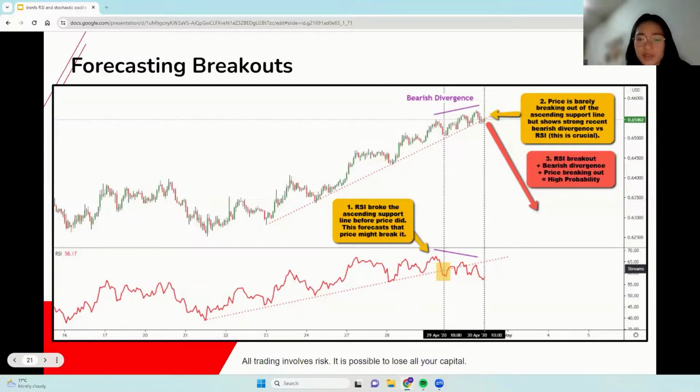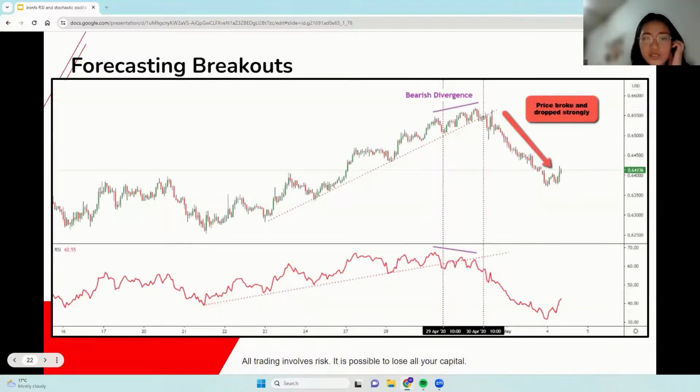So it shows strong recent bearish divergence versus the RSI. So that's the main point. But lastly, you can see that we have a combination of the RSI breaking out of the ascending trend line. Secondly, we have a bearish divergence. And lastly, we have price itself breaking out of the ascending trend line. So that all gives us a really high probability that price is going to continue to break out of the ascending trend line and move in a downtrend. And you can see that's exactly what happened. Price broke and dropped strongly.